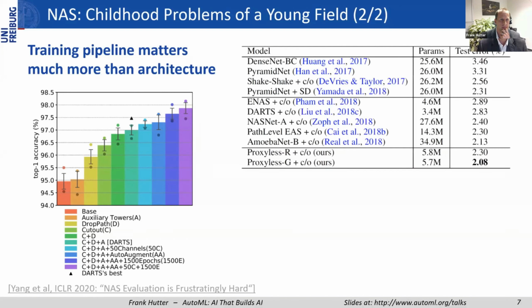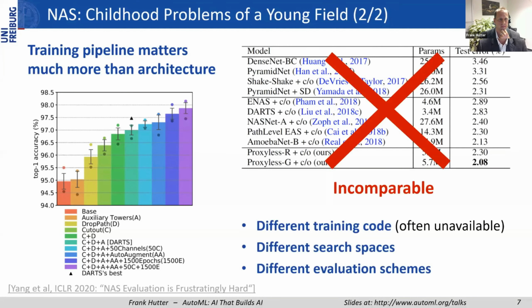And we often see tables like this in neural architecture search papers. This is just not the type of table that is helpful, because all these different methods are really incomparable if they use different training pipelines, different search spaces, and different evaluation schemes. And therefore, we need to establish best practices.